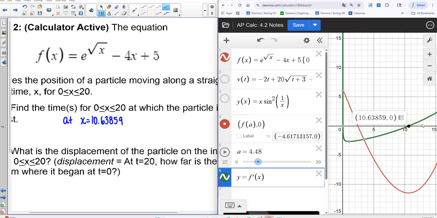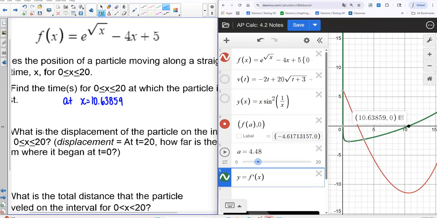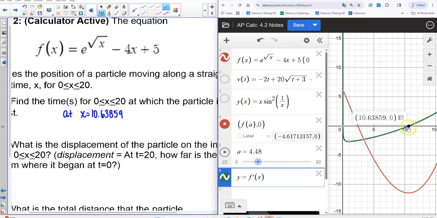So we know that our maximum or minimum points are going to be places where our velocity is going to equal 0 or undefined, but usually in these contexts you don't run into undefined there. All right, so our particle turns around right there where that velocity equals 0.